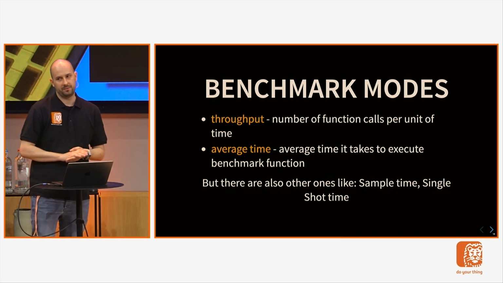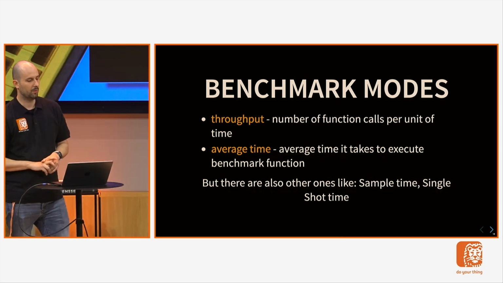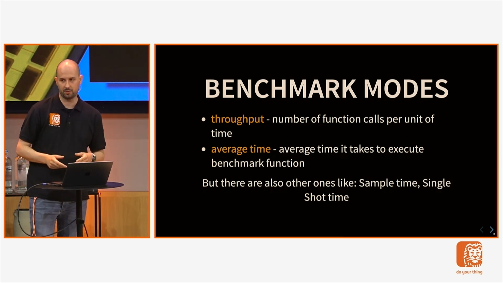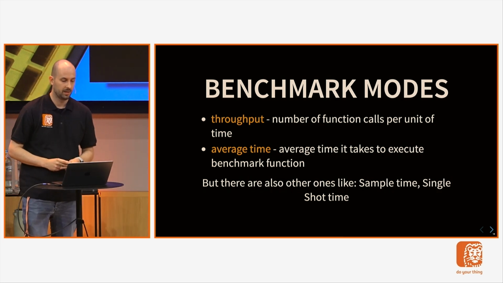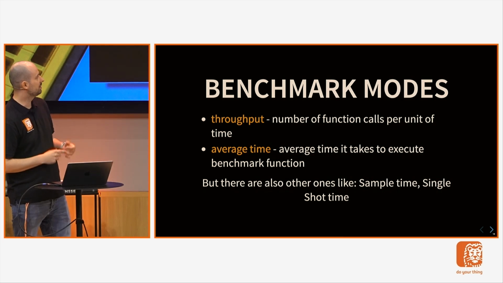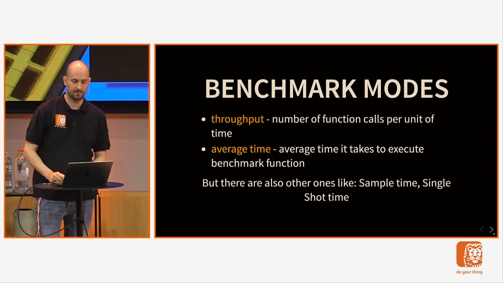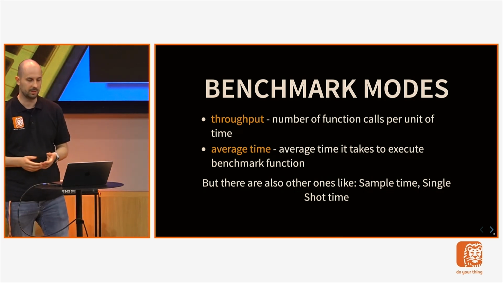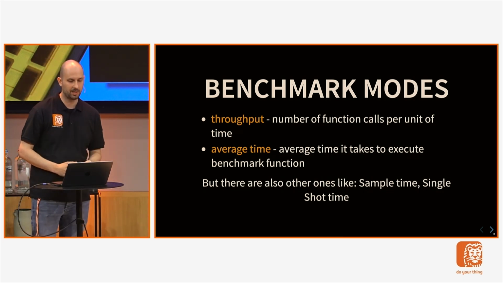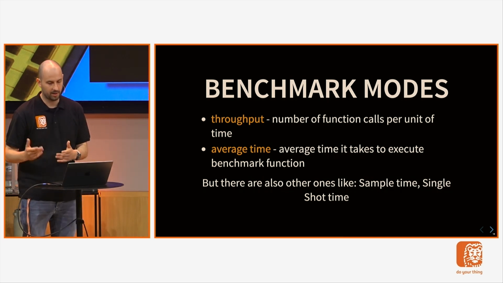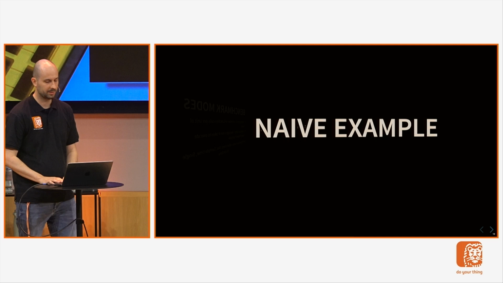Other than that, there are different benchmark modes. There are many different libraries that can do that, but in general, you should focus on throughput and average time. Throughput is the number of function calls per unit of time, and average time is the average time it takes to execute this function. There are others, though. The kotlinx-benchmark library that I use actually has those, but there are others, just for you to be aware of that.